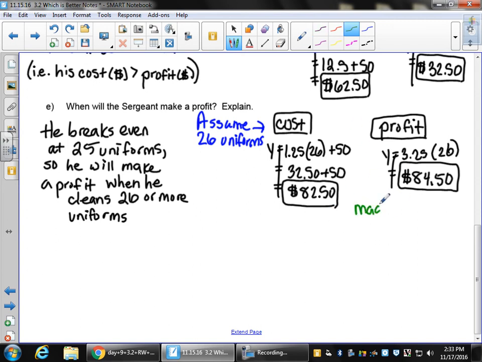He has made a profit of $2. So as of the 26th uniform, he's now in the green. One more example to round out the notes.